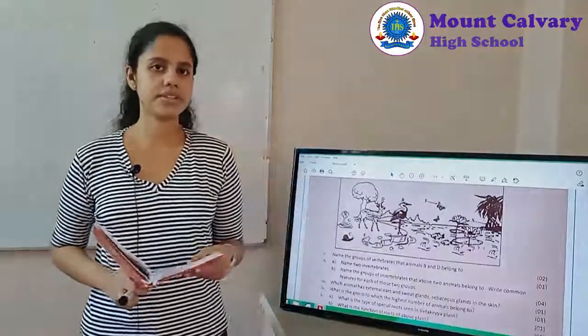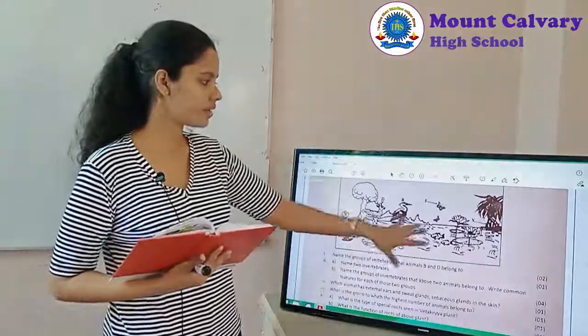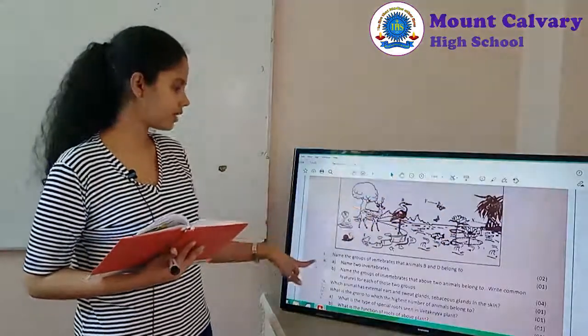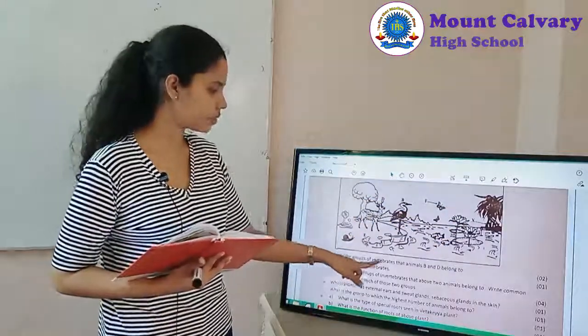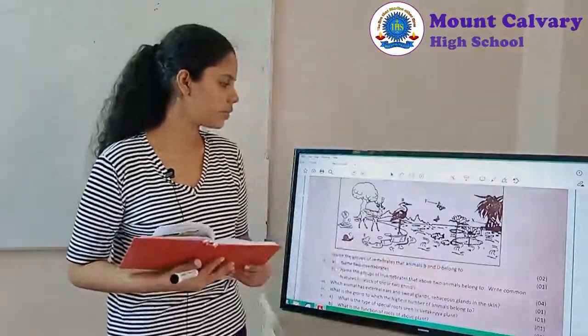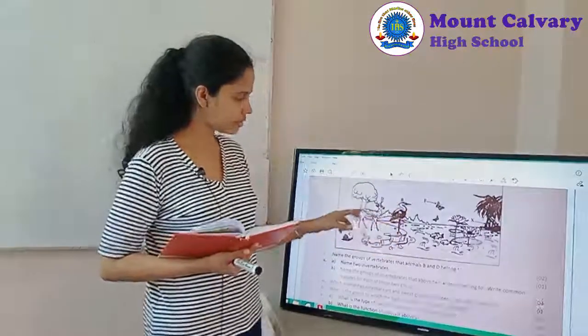Okay, now we are going to discuss the second essay question. In the second essay question, they have given you a diagram of a pond, right? This is a diagram of a pond. Now in the first question: name the groups of vertebrates that animals B and D belong to. So what is animal B? It's a crane, right? D is a deer.